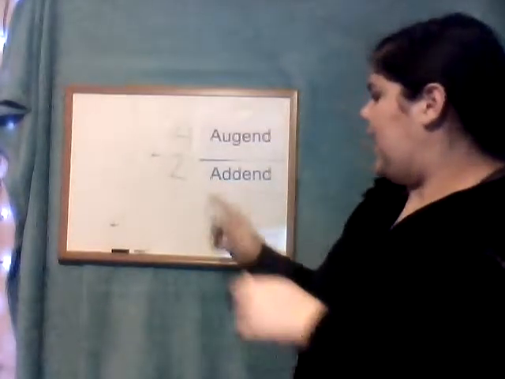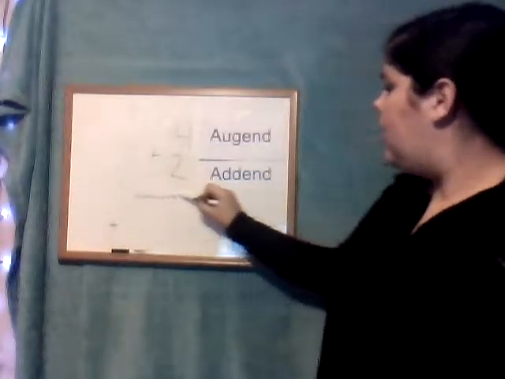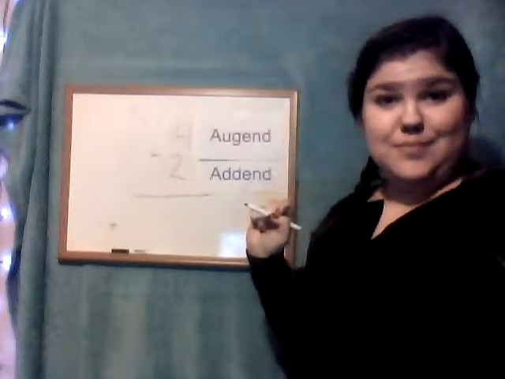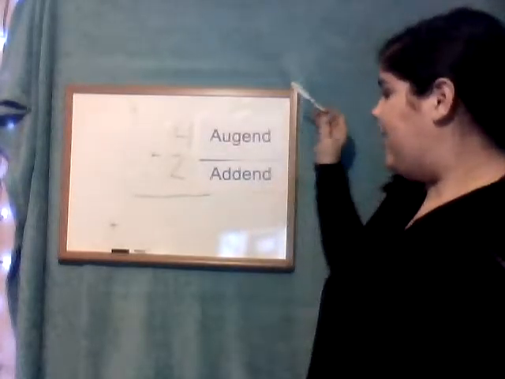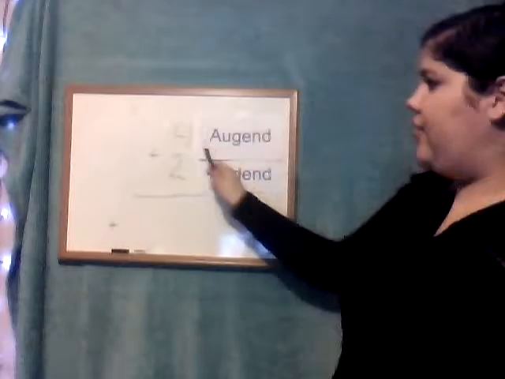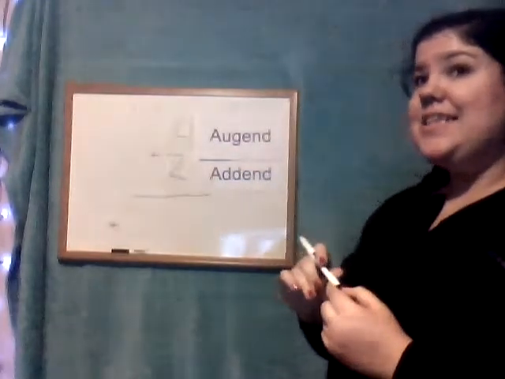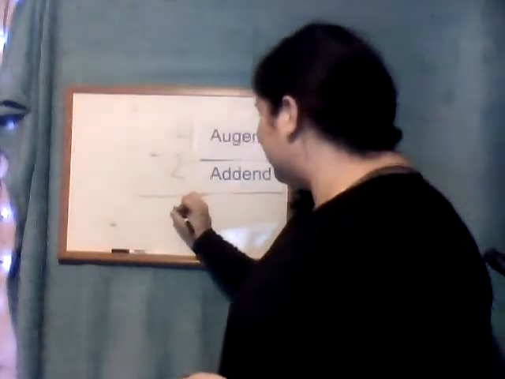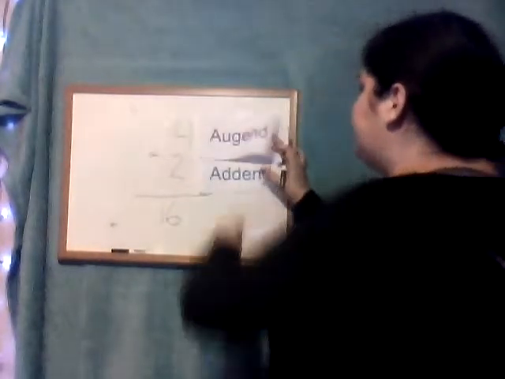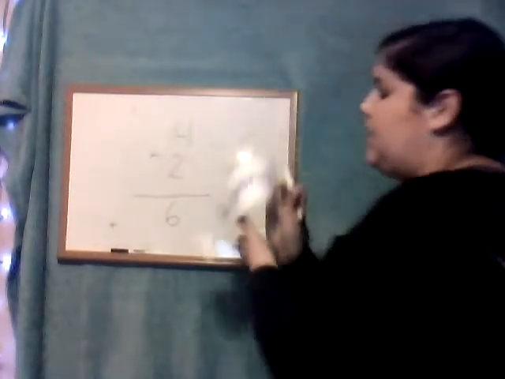So, class, what is our answer? We added our augend and our addend together. So 4 plus 2 is what? Yes, 6. Good job. All right, let's do a couple more.